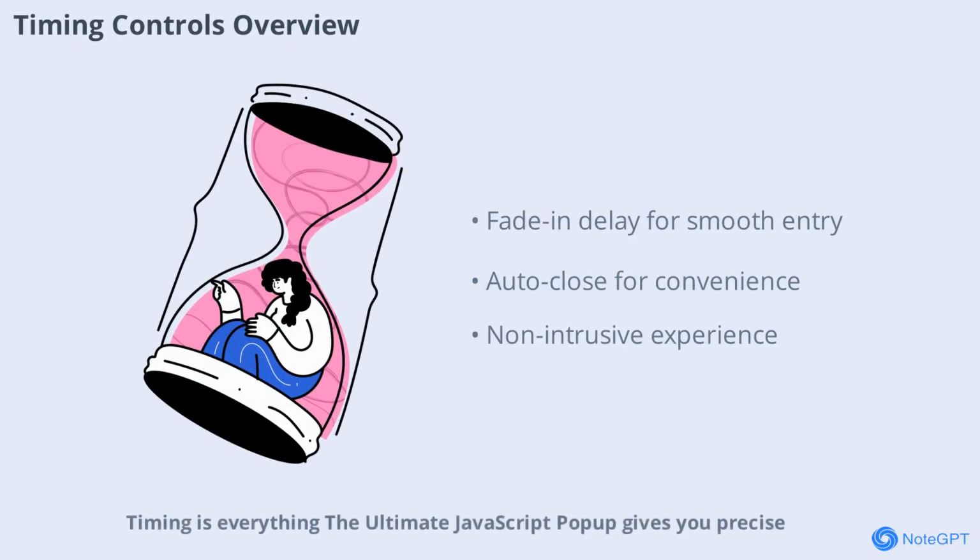Timing is everything. The ultimate JavaScript pop-up gives you precise control over when your pop-up appears and disappears. You can set a fade and delay so the pop-up doesn't appear too abruptly, and an auto-close delay to hide it after a set time. These settings help you create a smooth, non-intrusive user experience that keeps visitors engaged without overwhelming them.